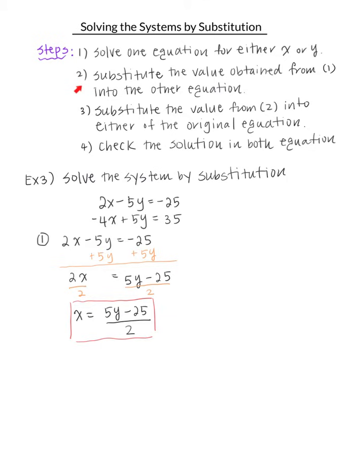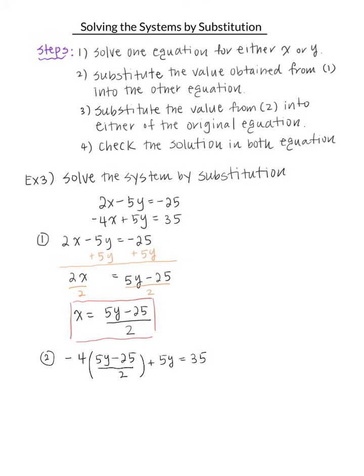All right, now we're going to go into step 2. We're going to substitute this value into the other equation that we did not touch. So which equation have we not touched yet? That would be the second equation, right? So we're going to take this nasty looking x value in place of x for the second equation. So let's do that. Let me just write down step 2. Negative 4, and then our x is 5y minus 25 all over 2, and then plus 5y equals 35.